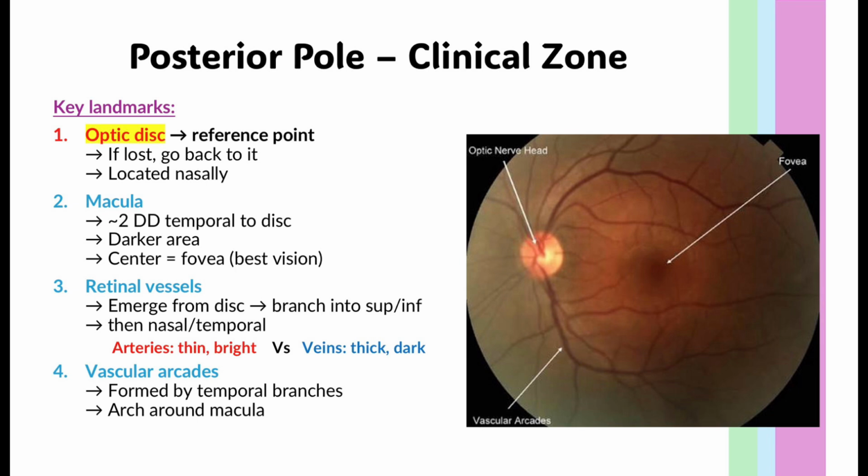Now, pay attention to the temporal branches because they form the third key landmark in the posterior pole, which is the vascular arcades. There is a superior temporal arcade and an inferior temporal arcade, and together they arch around the macula, almost like they're protecting it. But put in mind that the macula itself is avascular, especially within its center.